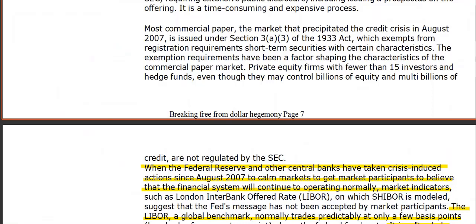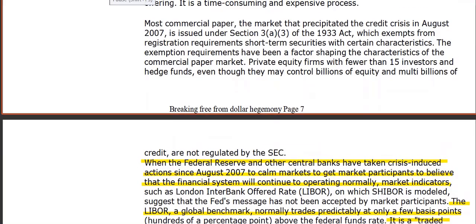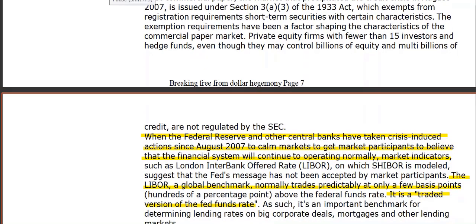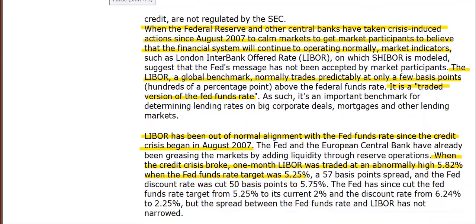Most commercial paper, the market that precipitated the credit crisis in August 2007, is issued under Section 3 of the 1933 Act, which exempts from registration requirements short-term securities with certain characteristics. The exemption requirements have been a factor in shaping characteristics of the commercial paper market. Private equity firms with fewer than 15 investors and hedge funds, even though they may control billions of equity and multi-billions of credit, are not regulated by the SEC.